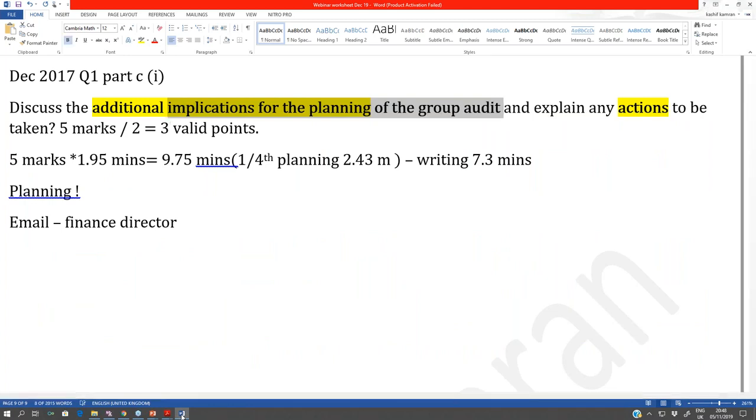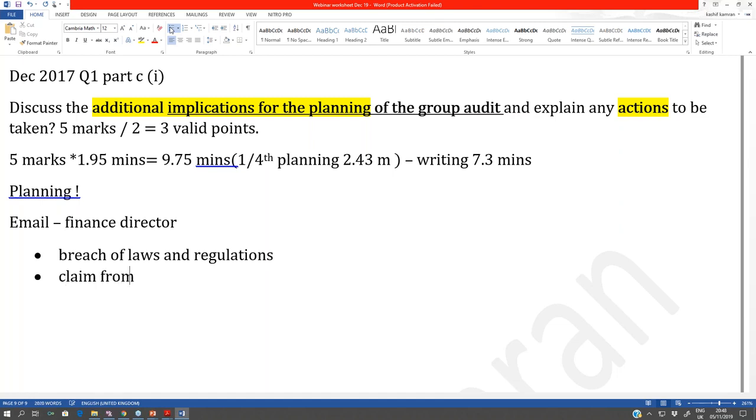Now you've seen the problem, right? What's the implication on the planning of the group audit? The first thing we got from the email of the finance director is that there has been a breach of laws and regulations. There has been a claim from the pressure group of $10 million. The finance director wants to avoid any media attention.